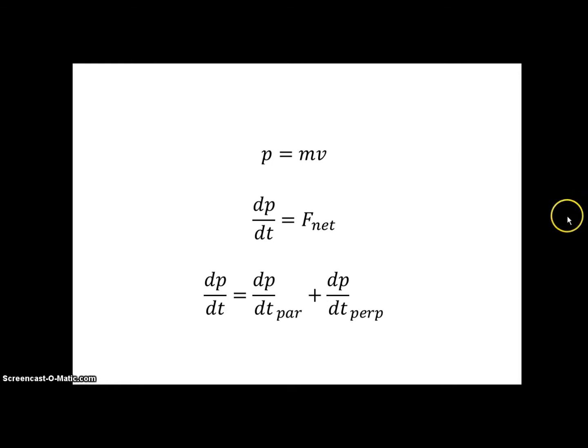And we also know that the dp over dt, the change in momentum over time, is the sum of the parallel and perpendicular components of the change in momentum over change in time. Parallel is in the direction of the motion, and perpendicular is the curving motion, so whether it rotates to the right or to the left in relation to its motion.